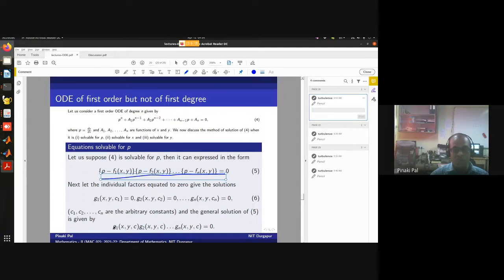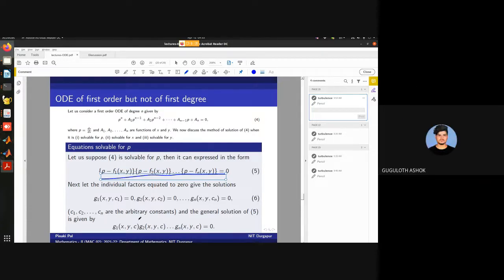g1 into g2 into ... into gn of x, y, c equal to 0, then either g1(x, y, c) equal to 0, from that you will get the first part, p minus f1. If you differentiate it, you will get the first part, p minus f1(x, y) equal to 0. But if you take the addition, you cannot take g1(x, y, c) equal to 0. There you will have the difficulty, and as a result.